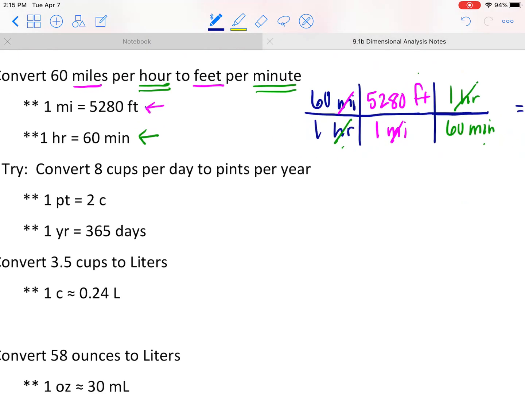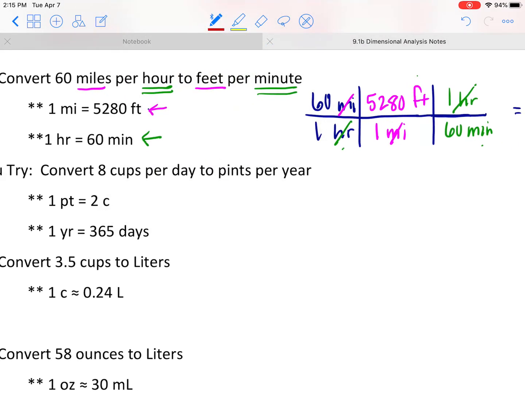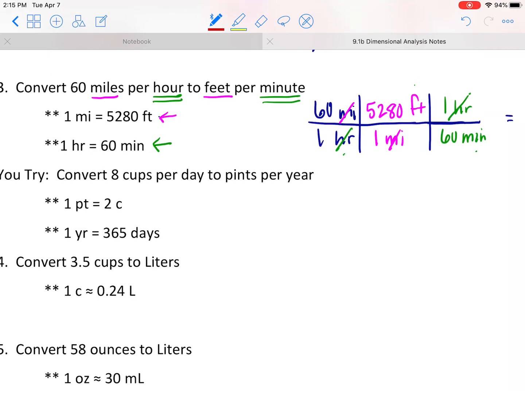So if we have to make 2 conversions, we're going to have to use at least 2 unit fractions. And again, you want to make sure that the units you're trying to get rid of are on opposite sides of that fraction. Okay, so the next one is pretty similar. Feel free to pause and give it a try. If not, I'm going to continue working, and you're welcome to do so as well.